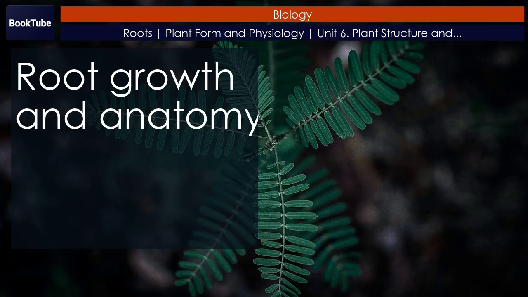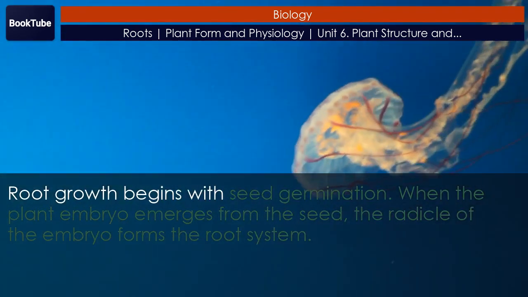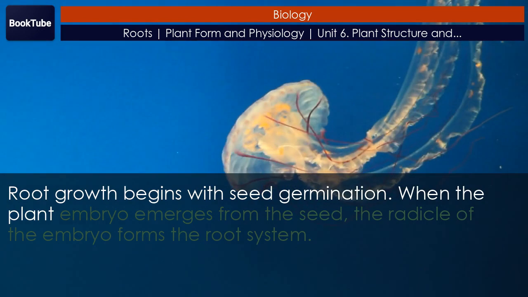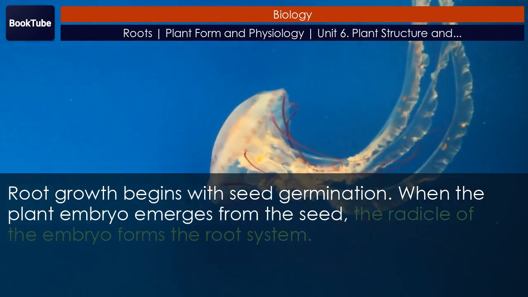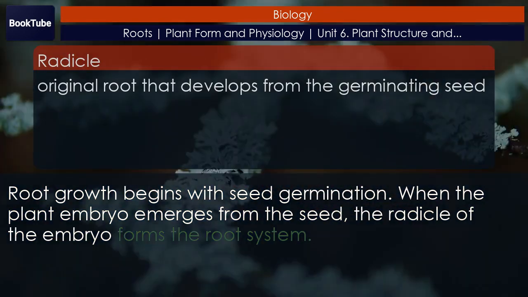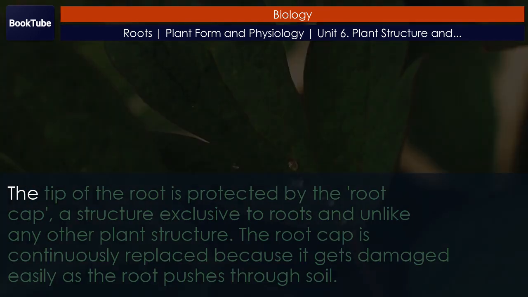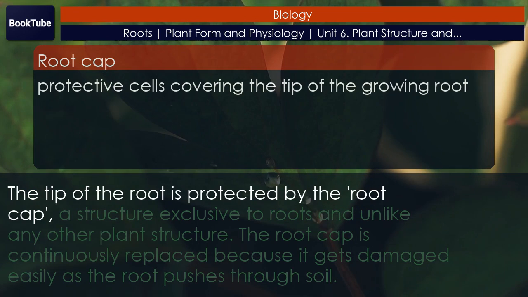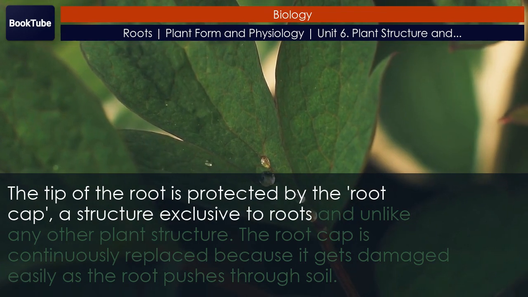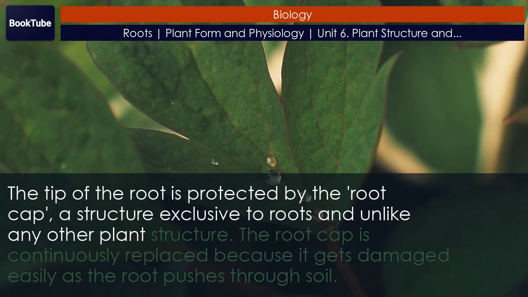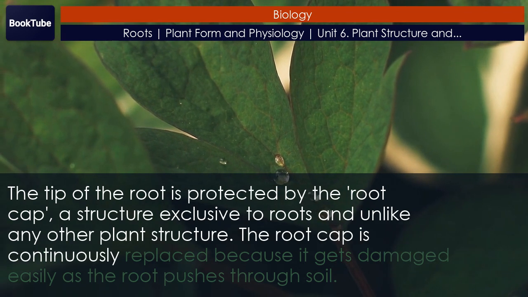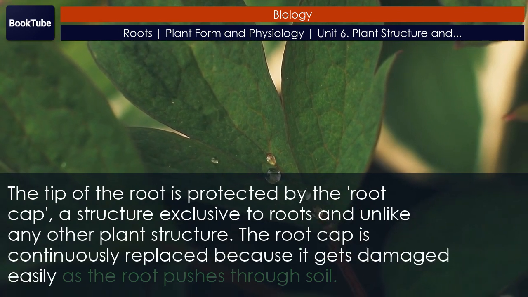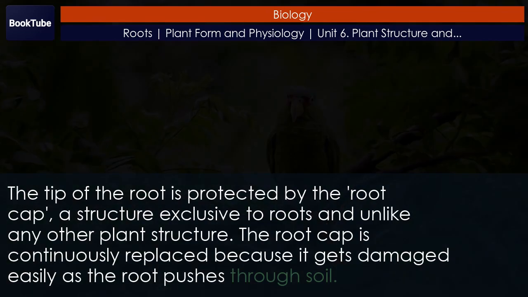Root growth and anatomy. Root growth begins with seed germination. When the plant embryo emerges from the seed, the radicle of the embryo forms the root system. The tip of the root is protected by the root cap, a structure exclusive to roots and unlike any other plant structure. The root cap is continuously replaced because it gets damaged easily as the root pushes through soil.